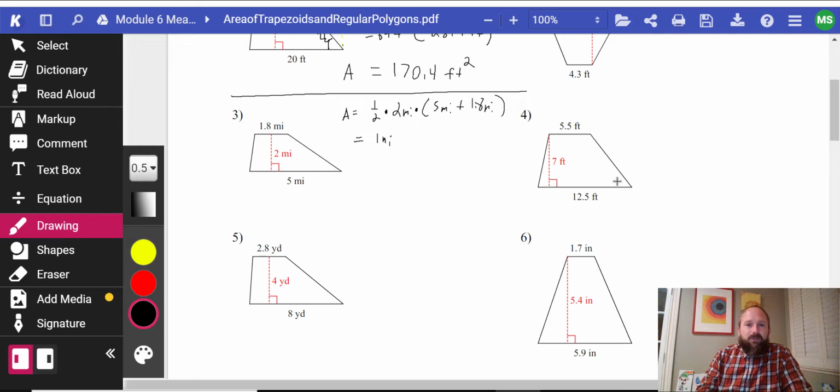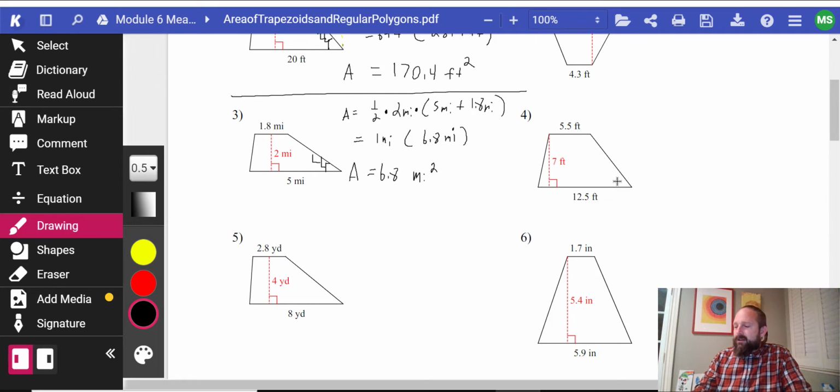So the area is equal to 1 mile times 5 miles plus 1.8 miles is 6.8 miles. Okay, well, 1 times 6.8 is 6.8, and miles times miles is miles squared. Because we are figuring out how many little boxes are inside. And in this case, it's just under 7 at 6.8 square miles, or 6.8 miles squared.